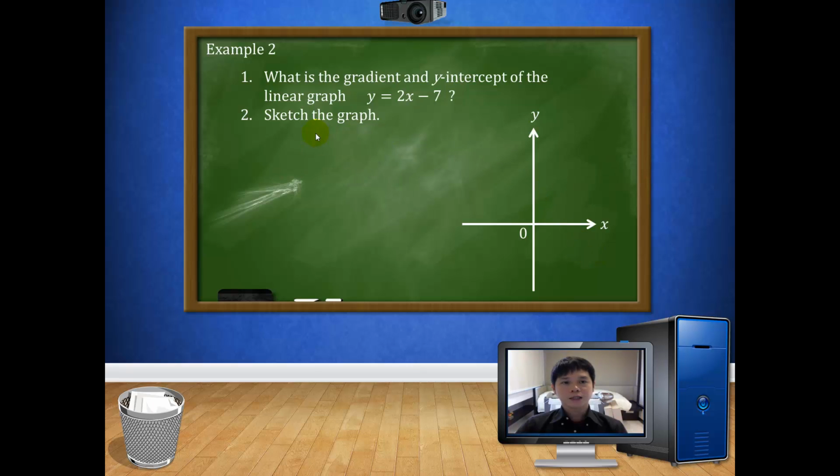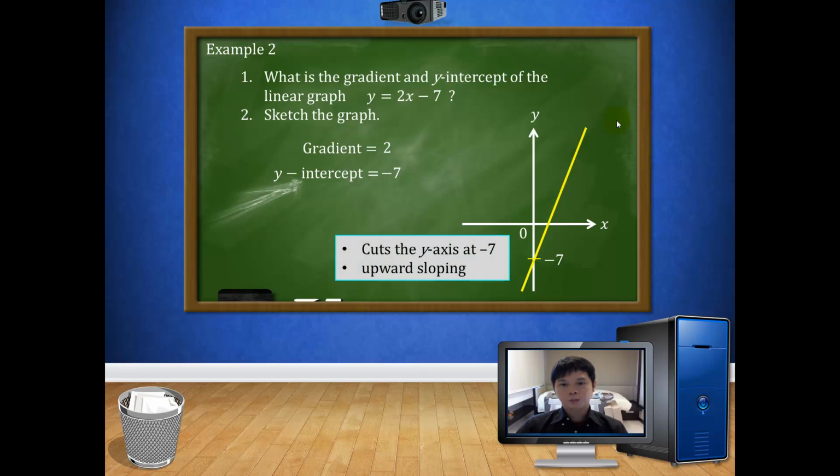Next, we shall look at another example here. Now, what is the gradient and y-intercept of the following linear graph? y equals 2x minus 7. Again, check that it is already in the form of y equals mx plus c. Yes, the gradient is equal to +2, and the y-intercept is simply -7. Therefore, it will cut the y-axis at -7, and yes, it will be upward sloping.